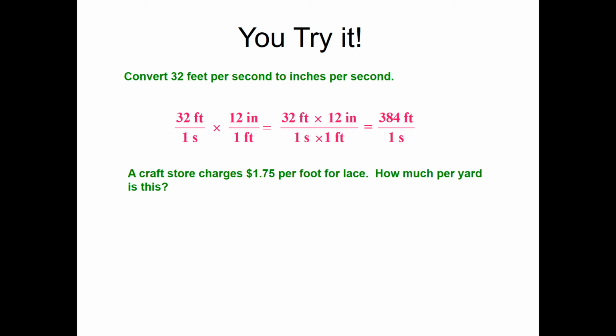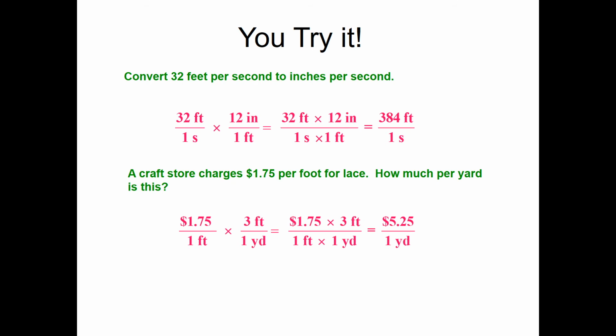A craft store charges $1.75 per foot for lace. How much per yard? So we know there are 3 feet in a yard. We put feet on top this time to cancel out the feet on bottom. So work that out.